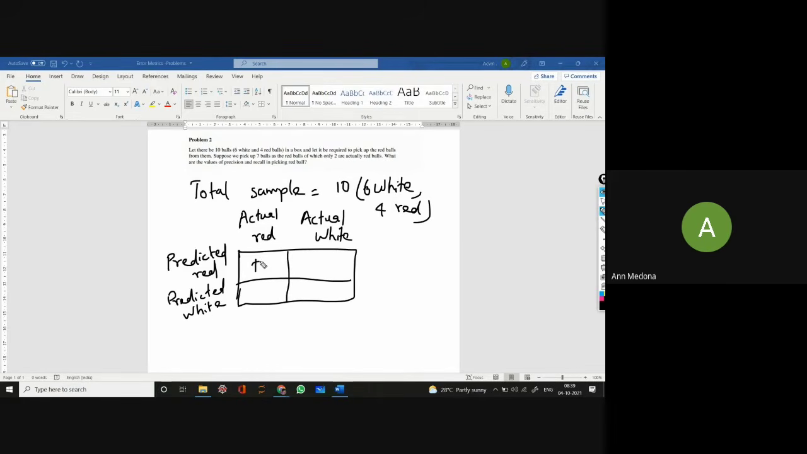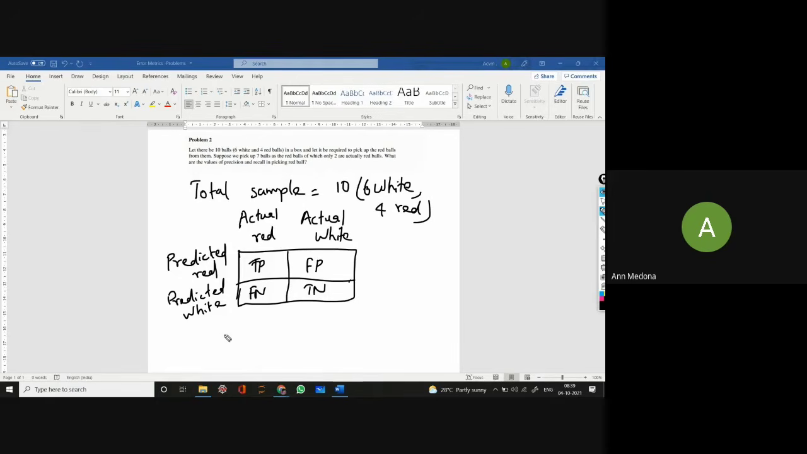So this will be your true positive, false negative, true negative. Here it is given. Suppose we pick up 7 balls as red balls. Okay. So this is the predicted value. You can say this is the predicted value.